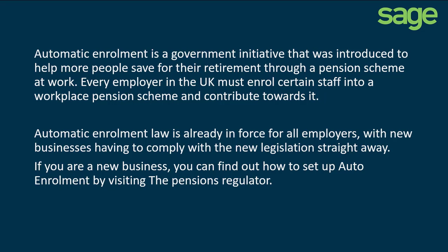If you are a new business, you can find out how to set up automatic enrolment by visiting the pensions regulator. They are your point of contact for everything related to the pension and how to get that set up. Anything from choosing a pension provider to your automatic enrolment date. So we'll just go through how to set up a pension in the system and what information you will need when setting one up.